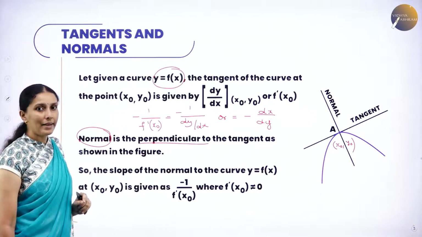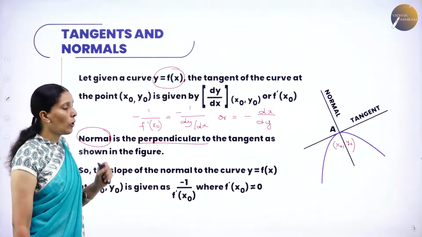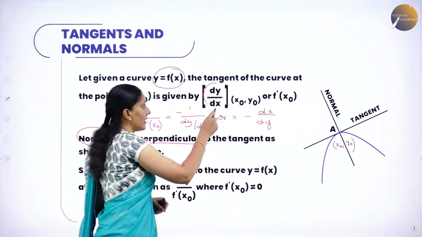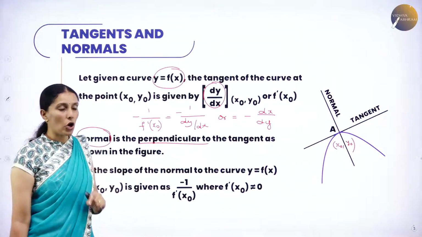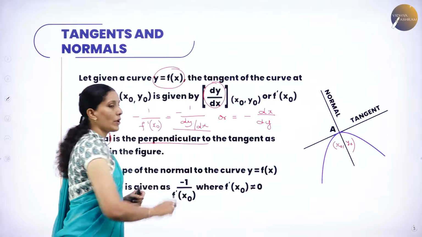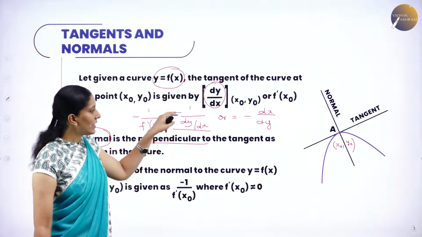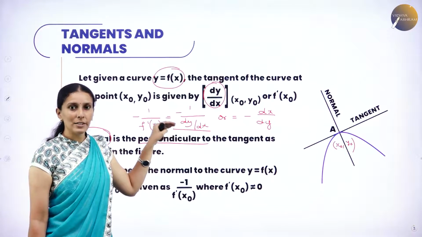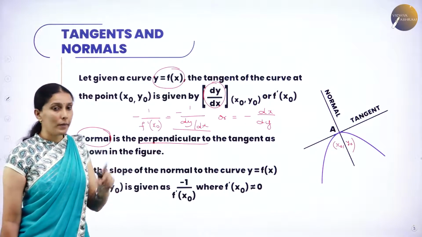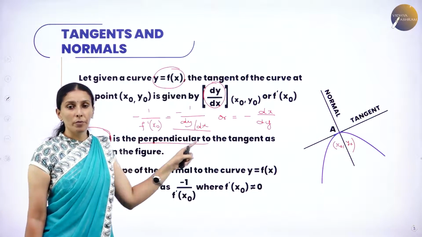Therefore, what we can say is the slope of the tangent is given by dy by dx. The slope of the normal is given by minus 1 over dy by dx. Once you find out dy by dx, just take the reciprocal of dy by dx, you will get the slope of the normal, but you have to take the negative slope of the normal.